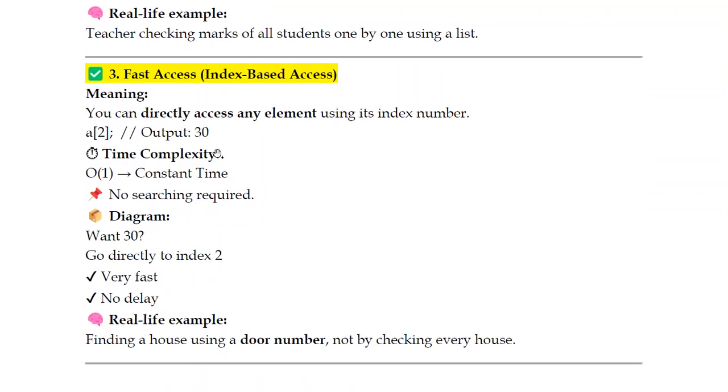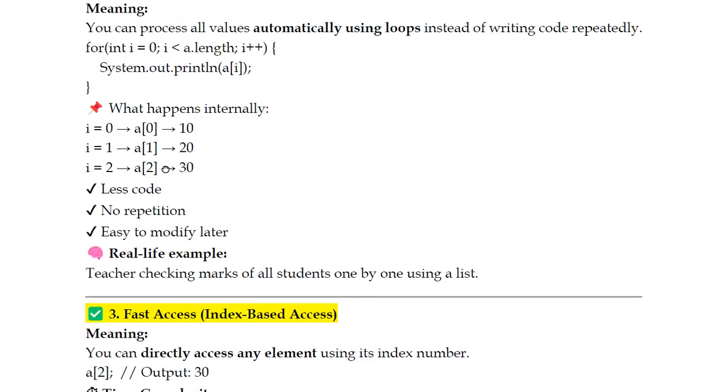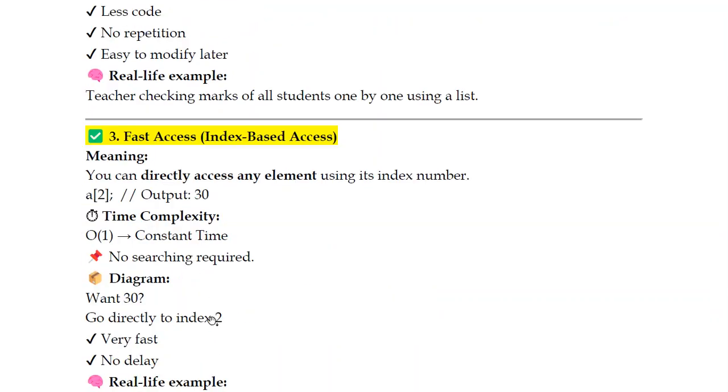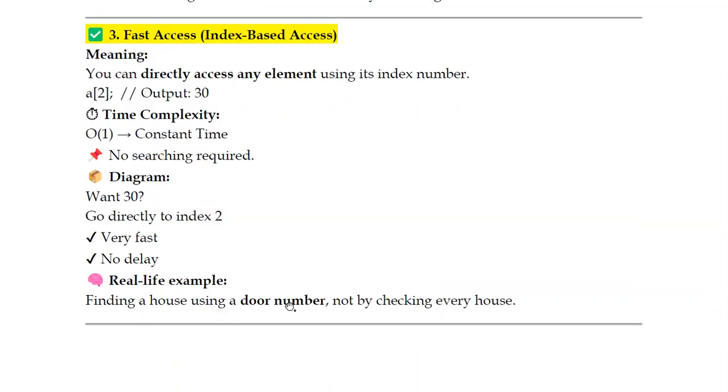Fast access. Because of the index number, you can easily access it directly. So that is why the time complexity is big O of one, constant time. No searching is required. A of 3 means you can directly take it. A of 4 means directly take it. So in this example itself, three elements are here. I like to retrieve A of 1. Directly you can give A of 1. So no searching is required. Directly by the help of index number, you can take it.